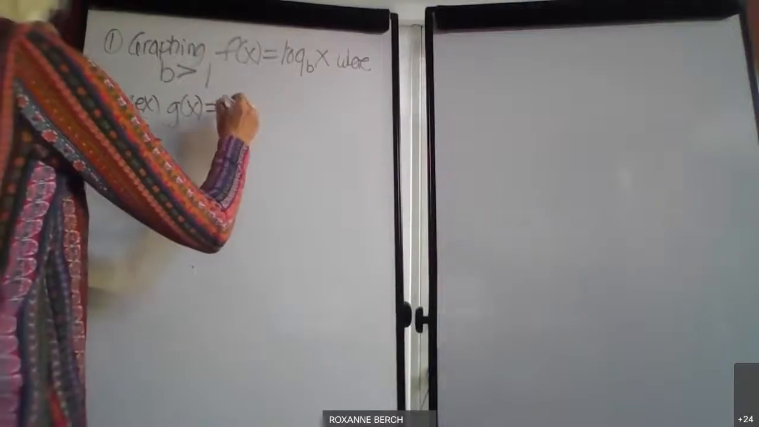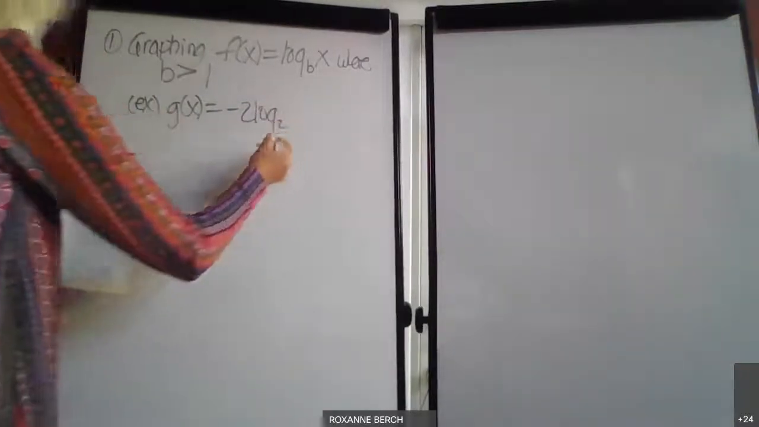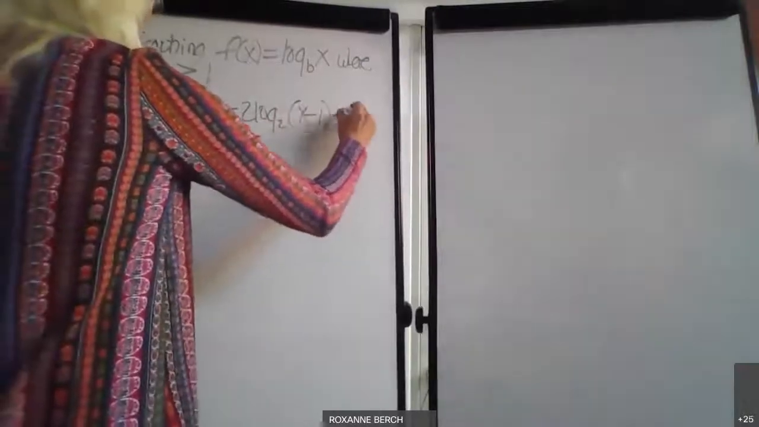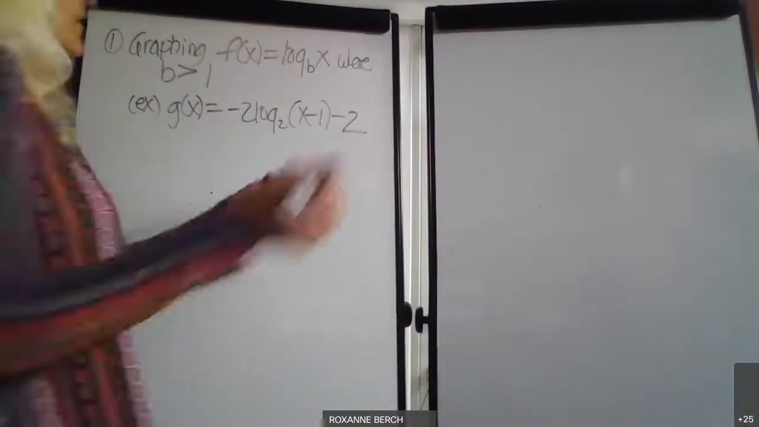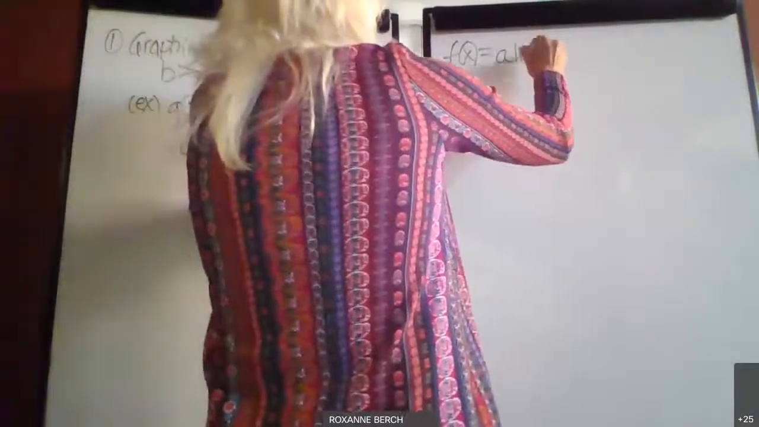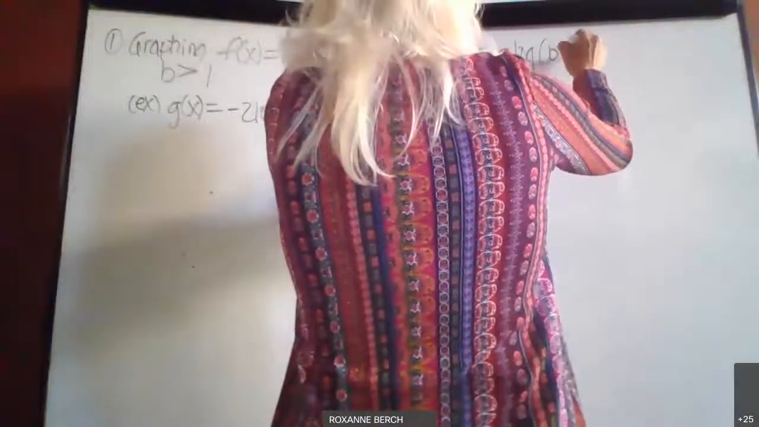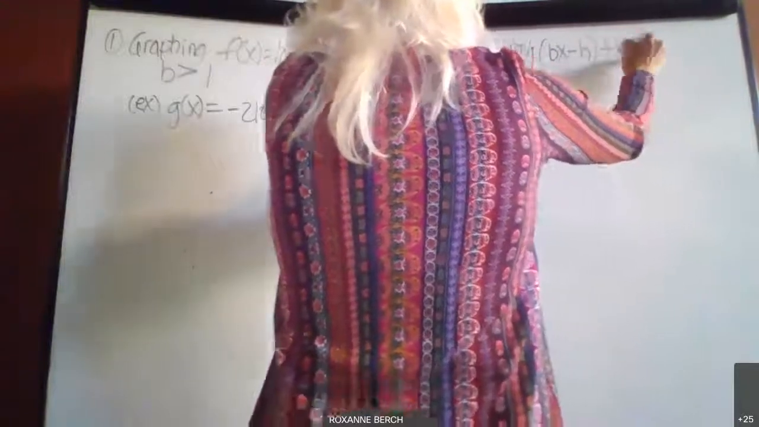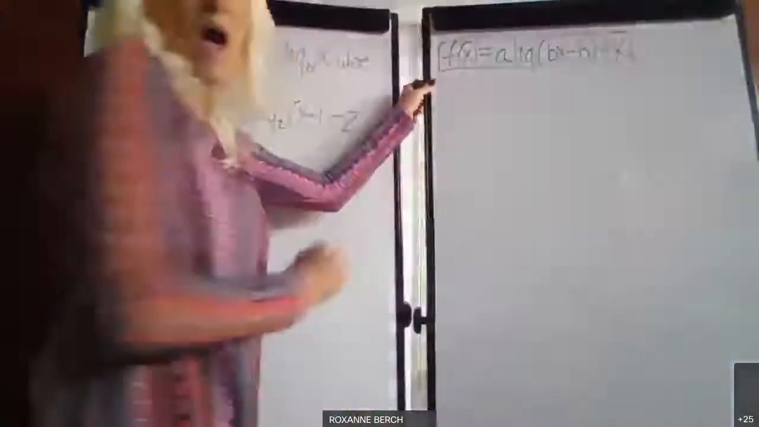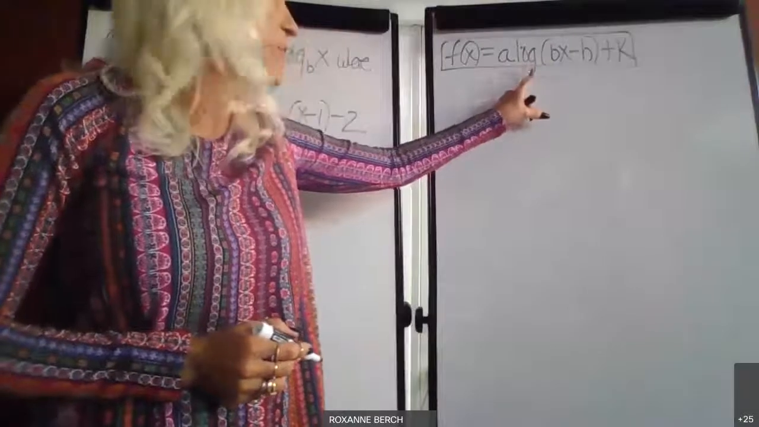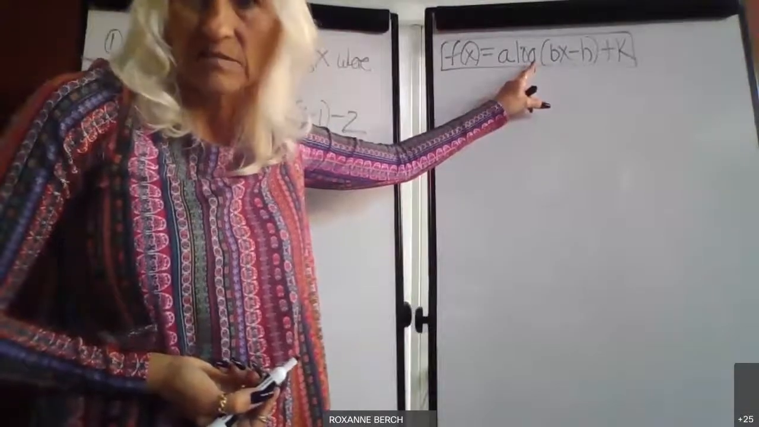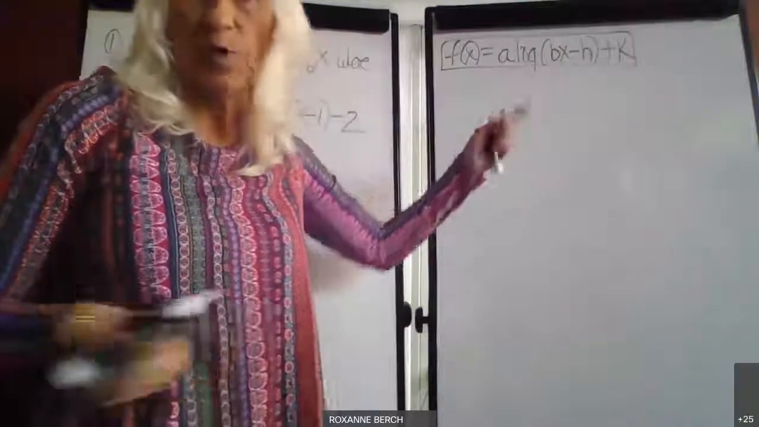So the transform graph is -2 times log base 2 of (x minus 1) minus 2. Now, the form of the equation is a times log base something of b(x minus h) plus k. I just showed you the definition of the common log, but this is log base whatever the base is. But there's your a, b, h, and k, as you probably already guessed.